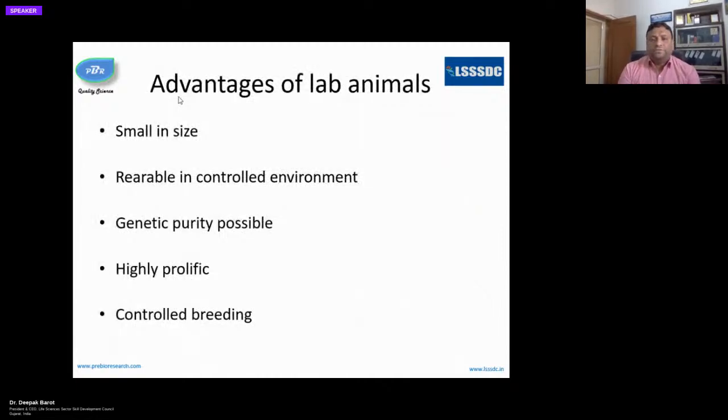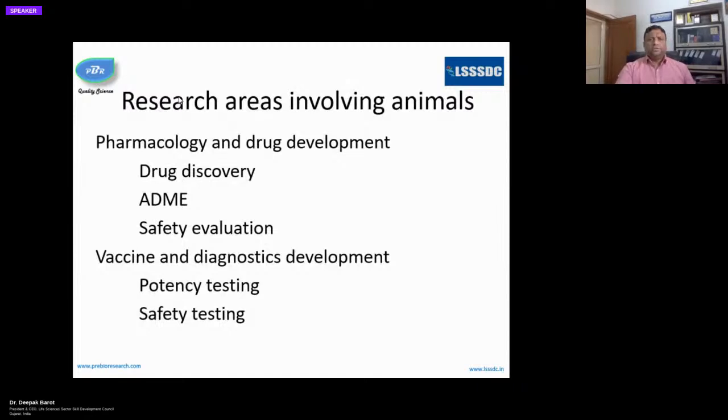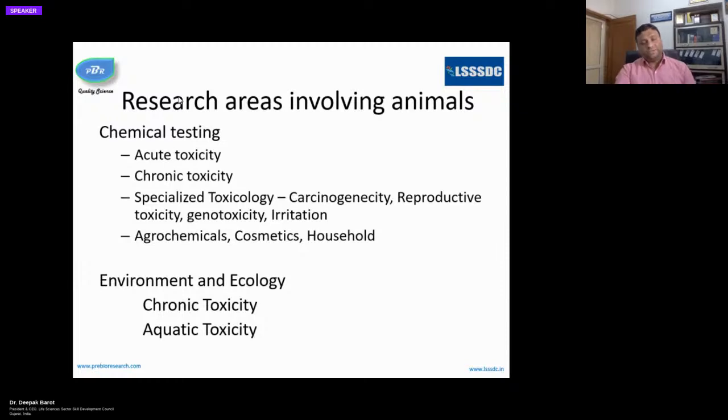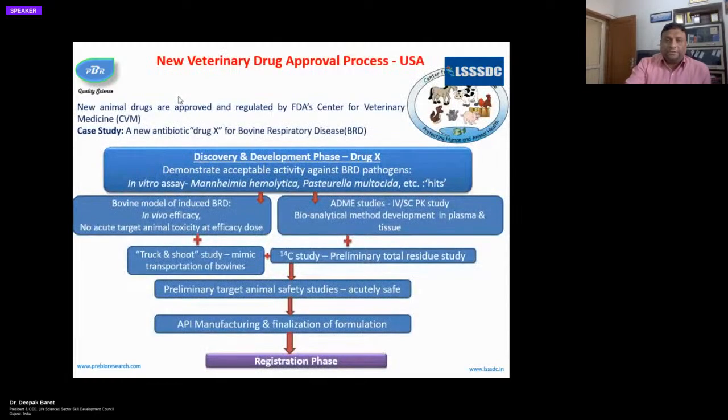Advantages of lab animals. We already talked about it. They are small in size, they can be maintained in controlled environmental conditions, we can ensure genetic purity, controlled breeding can happen, and they are easy to handle. Those are the advantages, and they are used everywhere in drug discovery, ADME, potency testing, safety, acute toxicity or any other chronic toxicity studies, environmental toxicity studies, ecotoxicity studies, aquatic toxicity studies. Everywhere these animals are used indiscriminately.